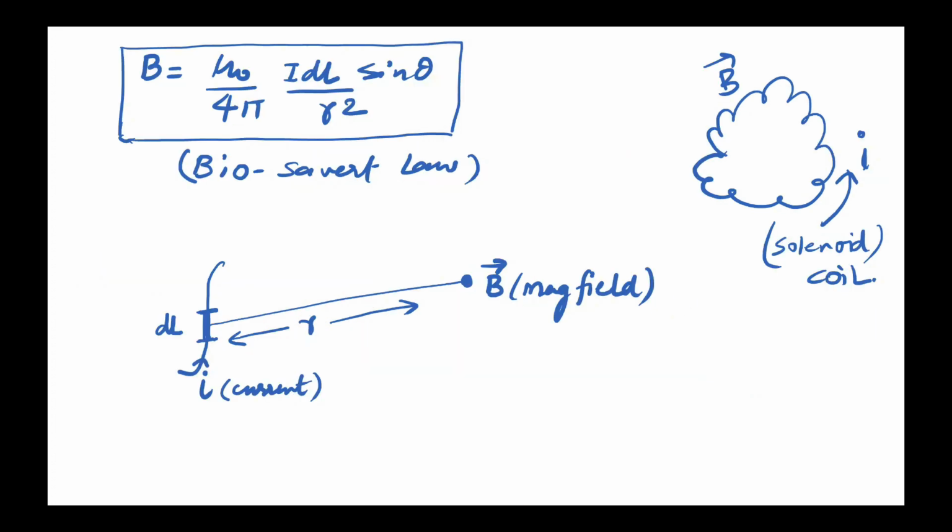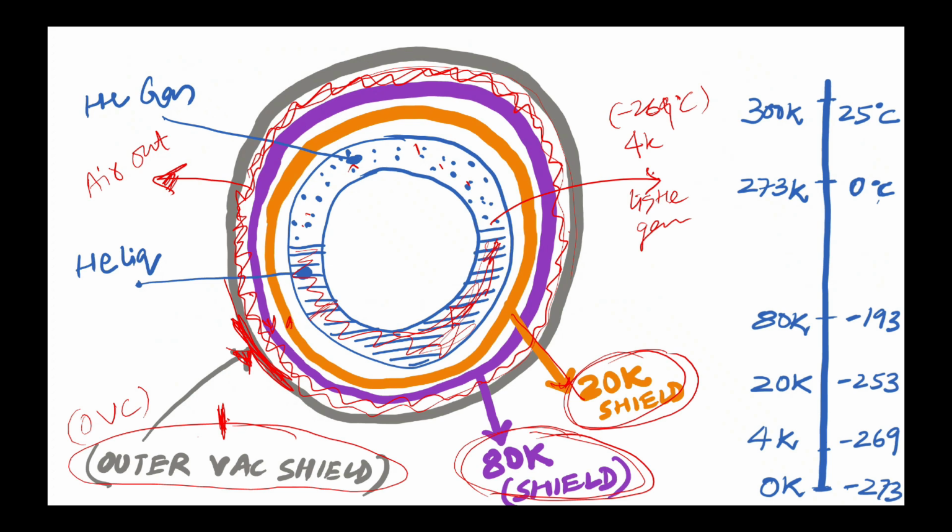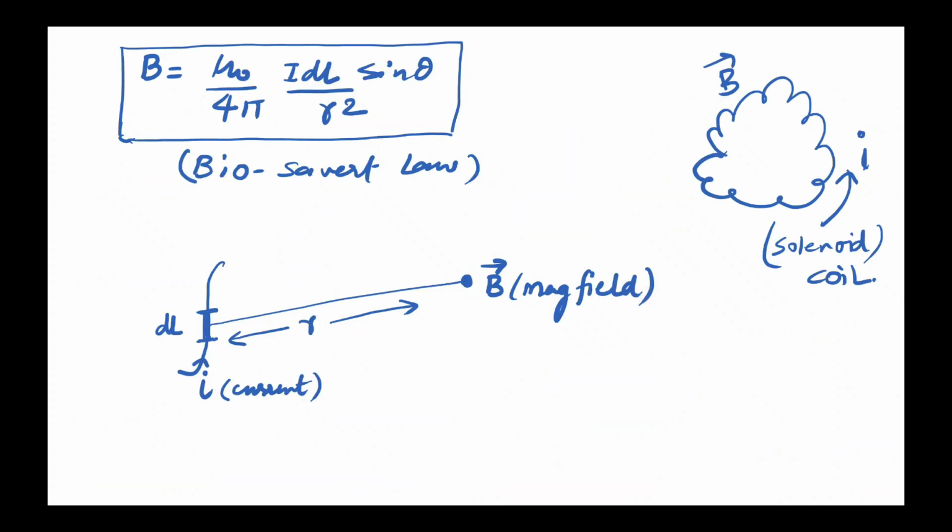So now, after completing these 2-3 shielding layers, I want to give a brief introduction on the magnetic field and its effect on the current, and how the current is proportional to the magnetic field. As you can see in the Biot-Savart law, the magnetic field B is equal to mu 0 upon 4 pi, I dl sin theta upon r square. So you can see current is proportional to the magnetic field in this formula.